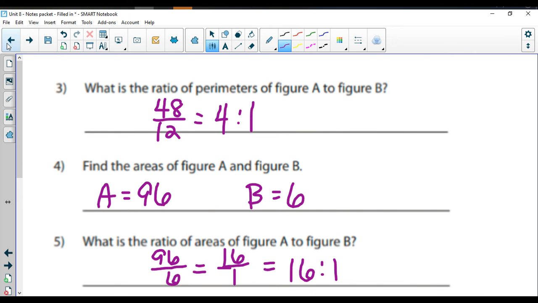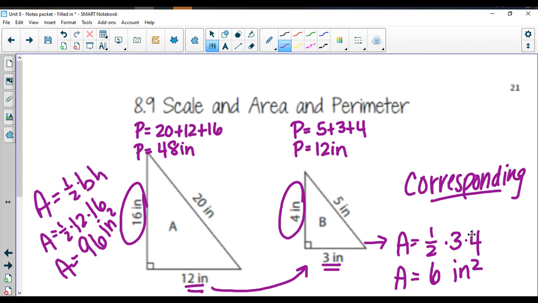So keep in mind when you have perimeters of 2 different scaled objects, the ratio of the perimeters will match the scale. And your ratio of your areas is actually going to be that scale squared.